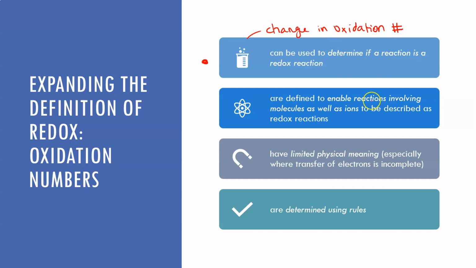They are defined to enable reactions involving molecules as well as ions to be described as redox reactions. They have no physical meaning. They don't actually relate to the charge. They don't relate to the way that something behaves. They are a tool used by chemists to determine differences in redox reactions. And we use the same rules all the time, applied consistently, in order to determine the oxidation numbers.